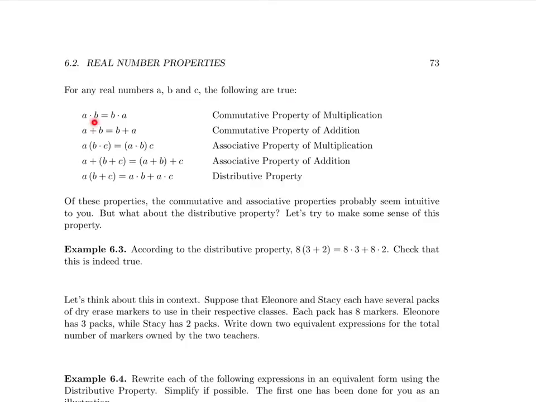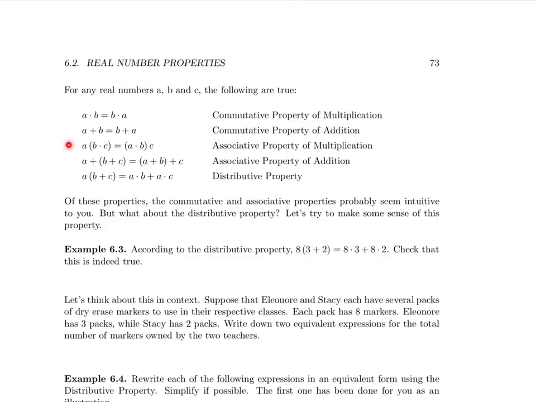a times b is equal to b times a. This property says that you can multiply two numbers in any order you like. This is called the commutative property of multiplication. The second property says effectively the same thing, but in this case for adding. If you add two numbers together, you're free to add them in the opposite order. And this is called the commutative property of addition.